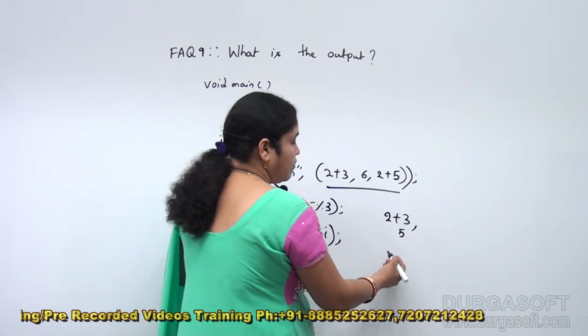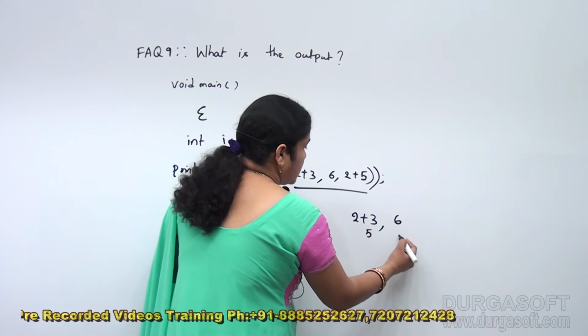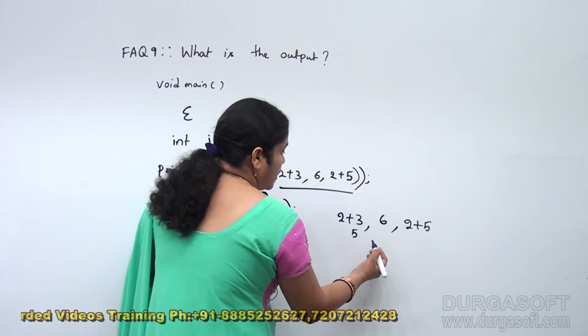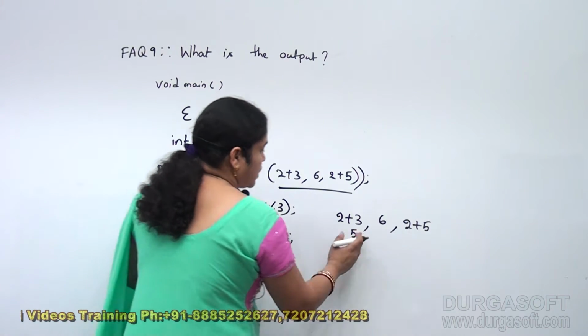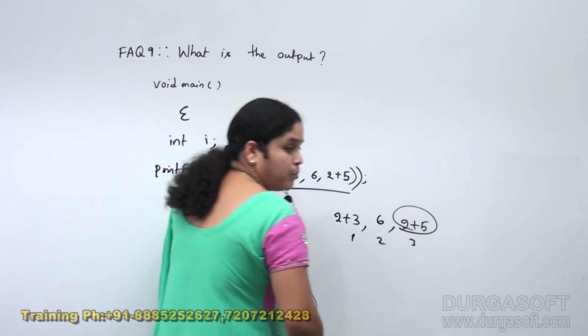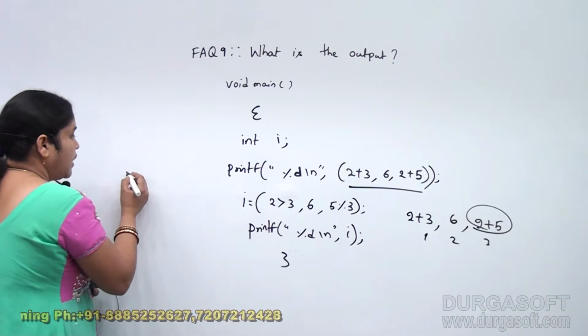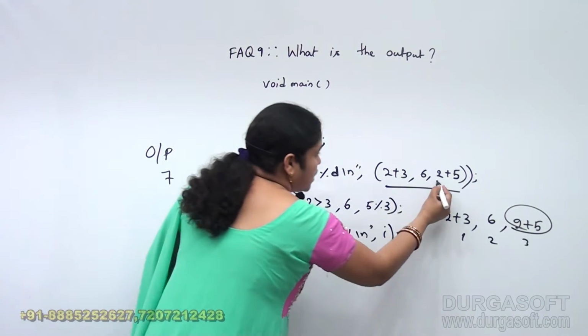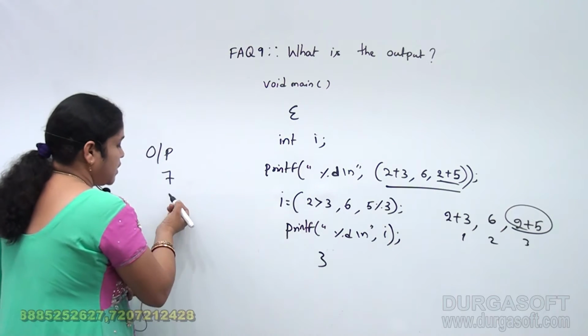2 plus 3 gets 5. Then next 6. The next one is 2 plus 5. Here it reads step by step. So it reads the first one, second one, third one, but it displays the third one. So here you are getting 7. The output of this program, first value reads the last value 2 plus 5, 7.